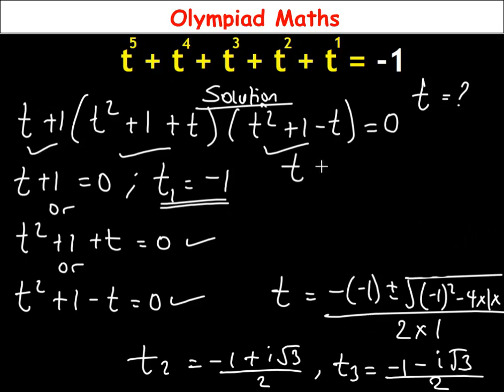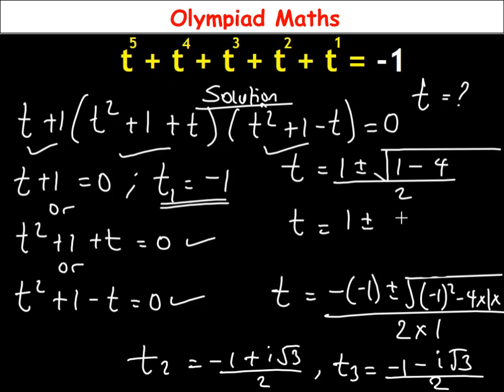From here, t is then equal to minus times minus 1 is plus 1, plus or minus square root of minus 1 squared is 1, minus 4 times 1 is 4, all over 2. So t is then equal to 1 plus or minus square root of 1 minus 4 is minus 3, all over 2.